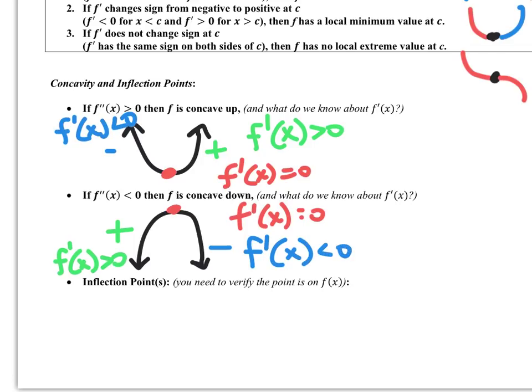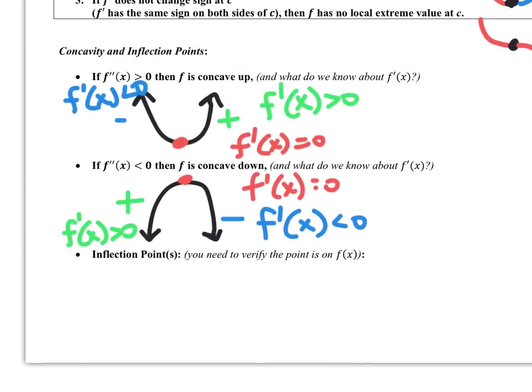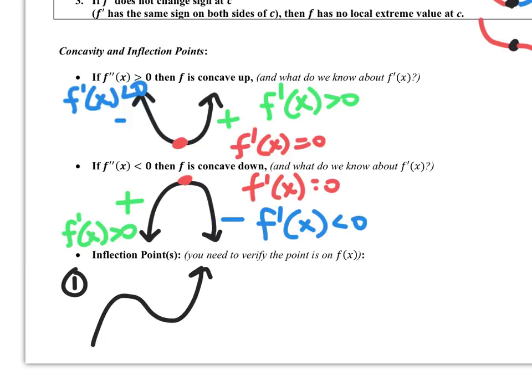Okay, inflection points. You need to verify that the point is on f of x. The point where a graph changes concavity is called an inflection point. An example of that has a change in concavity. I think we can agree that the function would be concave down on this interval, and then at that point it changes to concave up. So this point right here would be an inflection point.